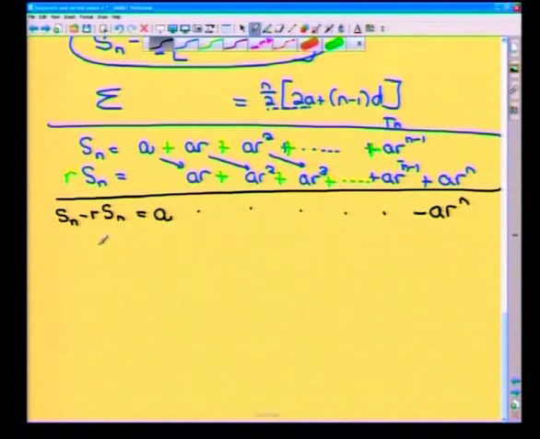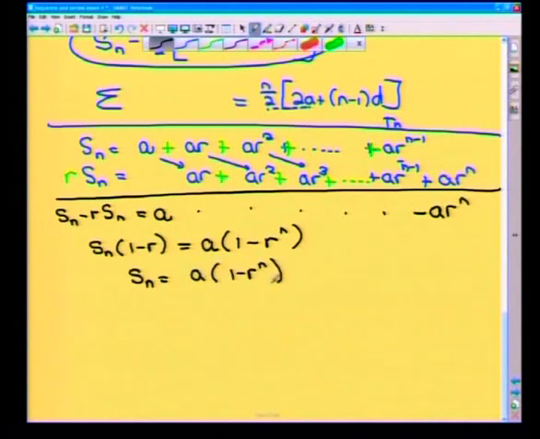Now if I look over here, I could take Sn out as a common factor, giving myself 1 minus R. And over here, I could take out A as a common factor, giving myself 1 minus R to the N. That means that Sn could be seen as A, 1 minus R to the N over 1 minus R.